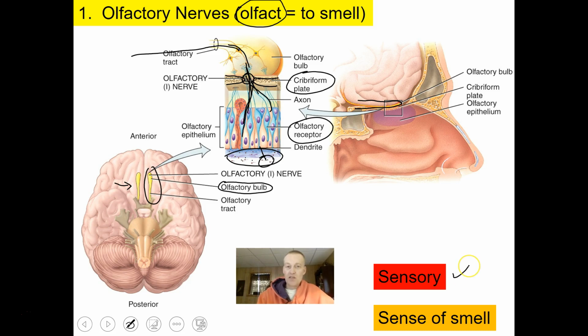This particular nerve is sensory exclusively, and it aids in the sense of smell. So it sends information back to the temporal lobe in order for you to be able to smell whatever's in the environment.